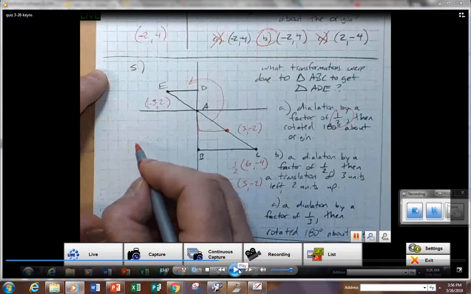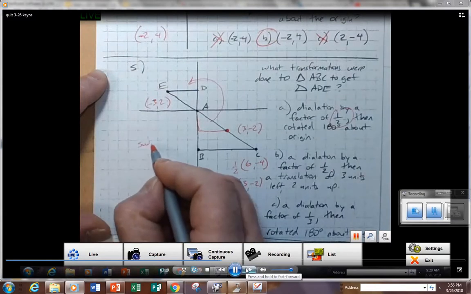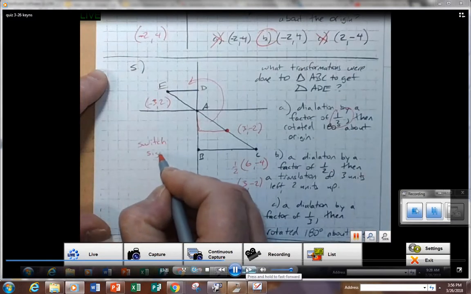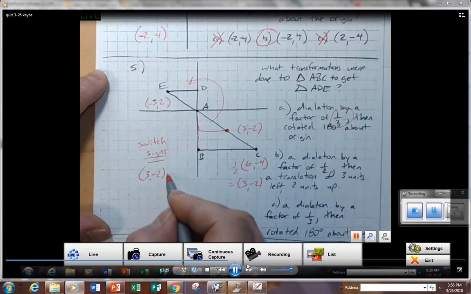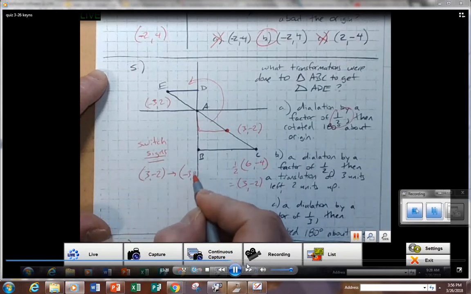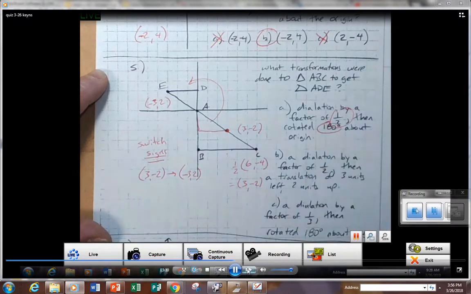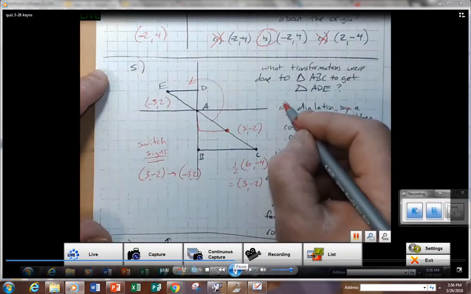The third word is dead. Dead. All right, let's keep going here. So again, I'm writing, switch the signs from 3, negative 2 to negative 3, 2. 180 degree turn.